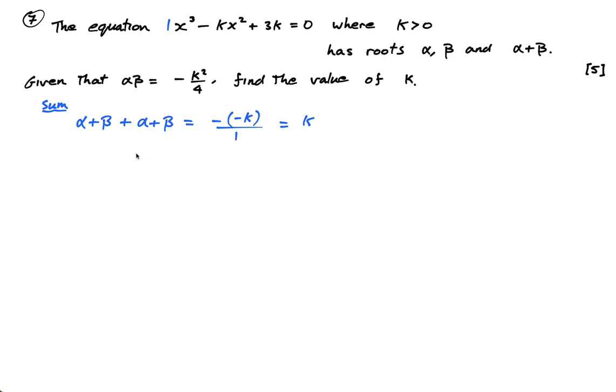So I'll just simplify this. 2 alpha plus 2 beta equals k. And if you want, I can do alpha plus beta equals k over 2. Okay, the product of the roots is alpha times beta times alpha plus beta.